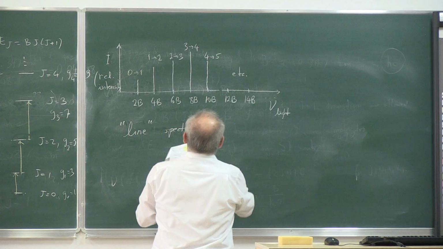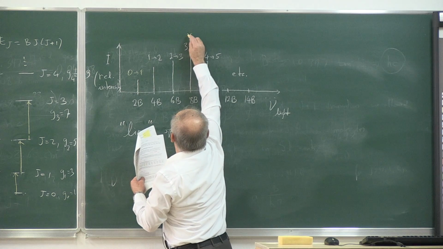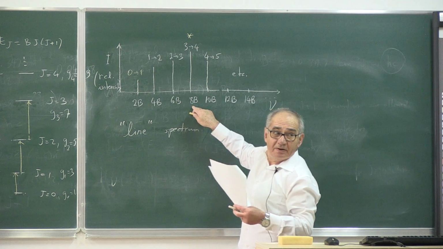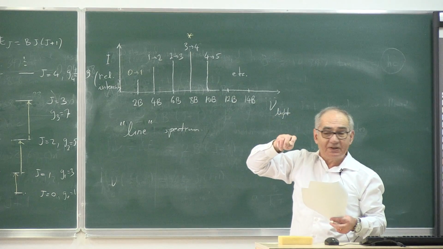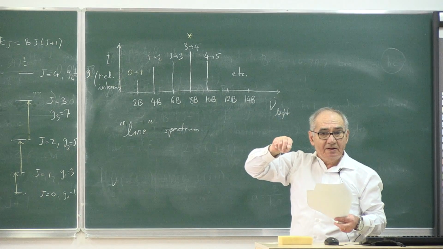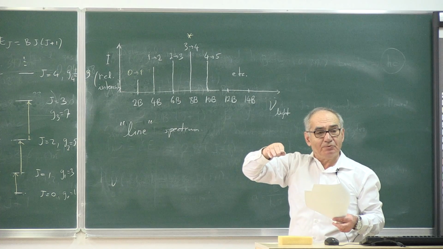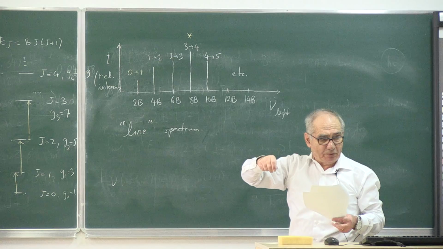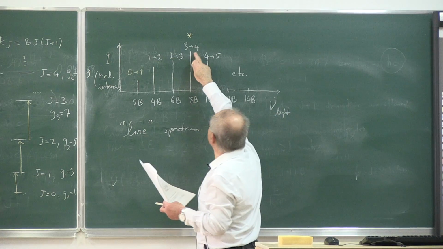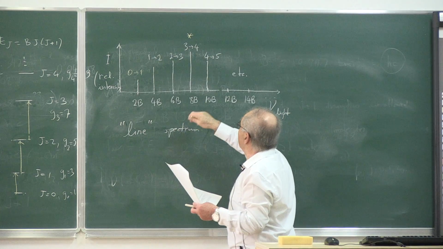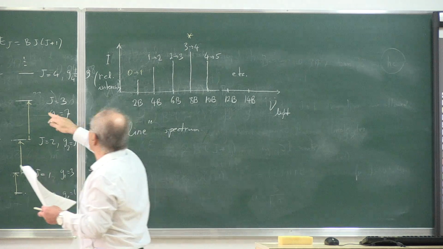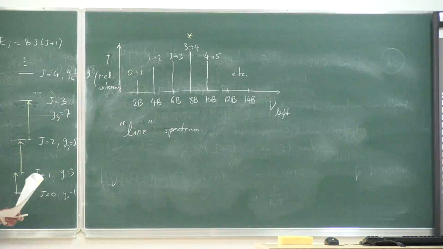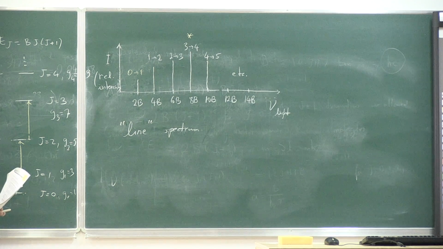What do we see? We see that the highest intensity is at 8B. Photons whose energies are 8B are absorbed more than any other frequency photons, the highest intensity. This is because the population of J equals 3 level is the highest population.